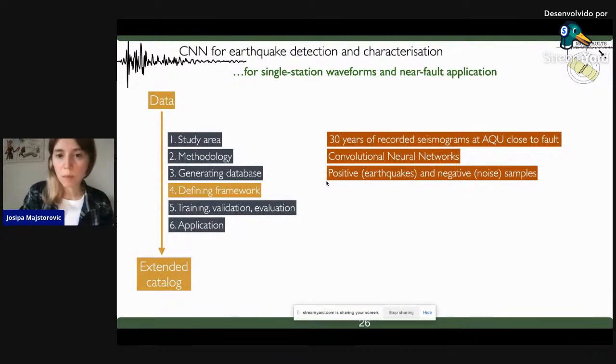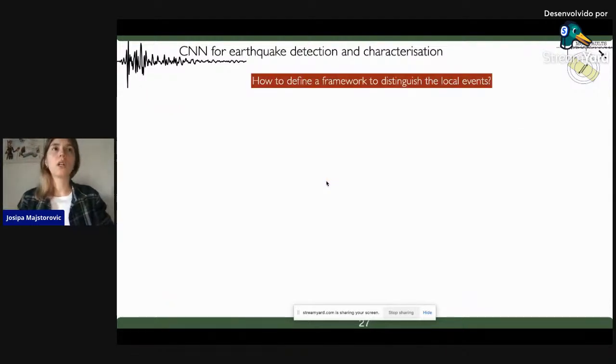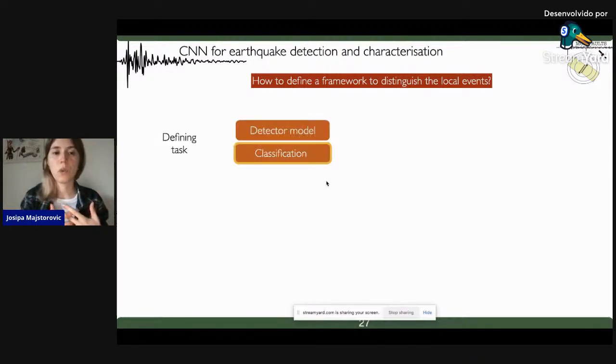Next, when you have your database, is to define a framework. What I mean by defining a framework is that you need to specifically design how your model is going to look. For example, if you consider a task which is detection, it means having a model that knows what is an earthquake, what is noise. So it's quite a binary problem. You have earthquake, noise, 0, 1, positive, negative. In those terms, you are solving a classification, just predicting a category.